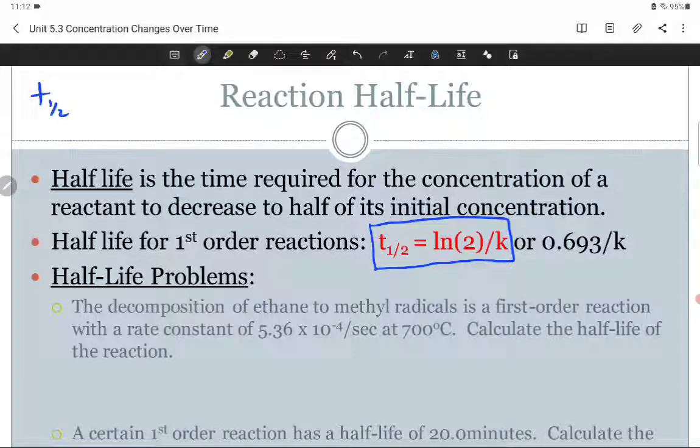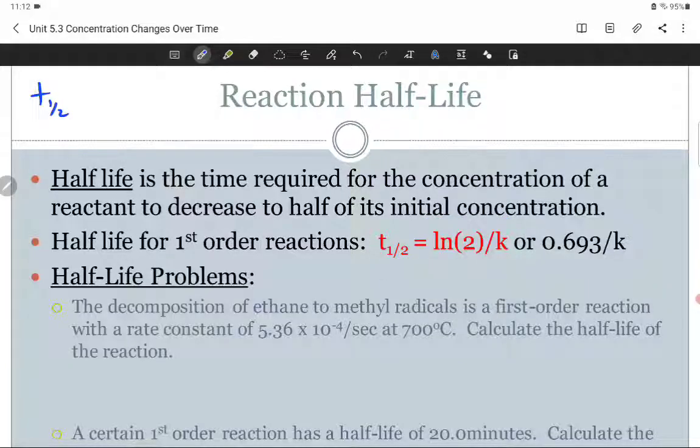So natural log of 2. And so some people actually just write this as 0.693. If you do the natural log of 2, I'll do it right now on my calculator, it gives you a bunch of digits after the 0.693. But for all intents and purposes, that would be fine, 0.693, divided by our rate law constant. So here's another way that you could actually solve for rate law constant. Okay, so again, this only works for first order.